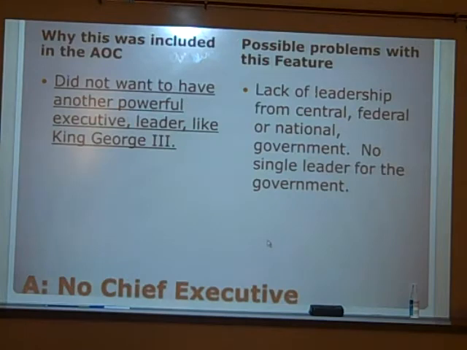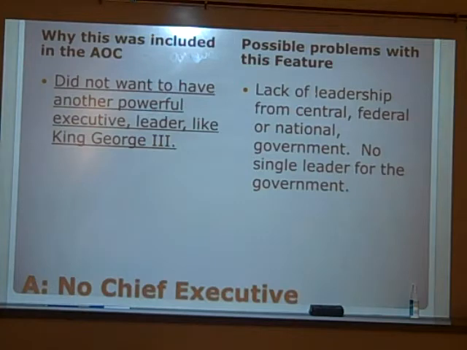So what we're going to see here is no chief executive. You see you have that open box, and you have to fill in the information for what's missing, in this case, why this was included in the AOC. It's going to flip-flop in each direction which one is missing, so you're going to have to write down that information. First off, there was no chief executive. There was no president, no king, no dictator, no nothing in charge of the government. They did not want another powerful leader or executive like King George III, so that's why they left it out. The problem with that: a lack of leadership from the central, federal, or national government.